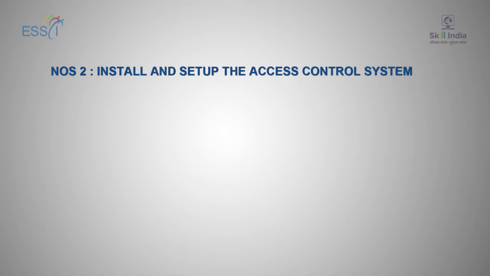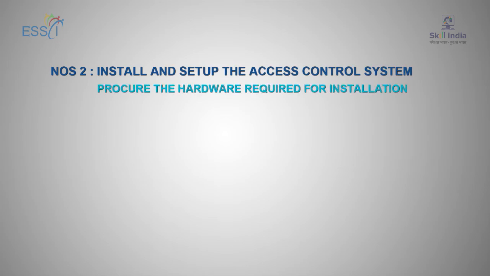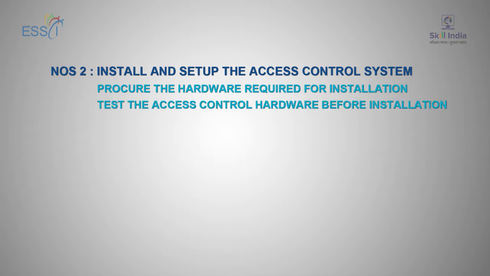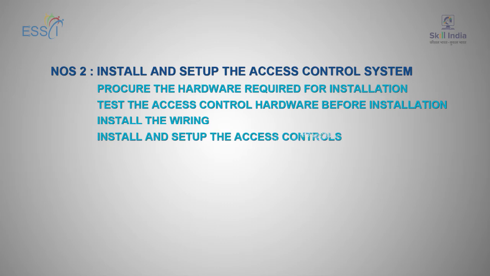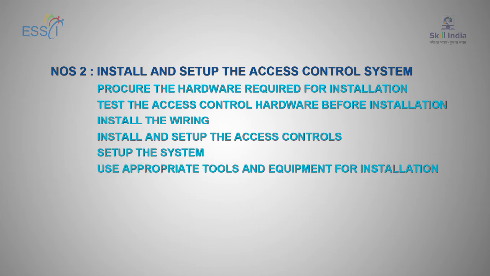Thank you. NOS 2. Install and set up the access control system. This consists of procure the hardware required for installation, test the access control hardware before installation, install the wiring, install and set up the access controls, set up the system, use appropriate tools and equipments for installation.